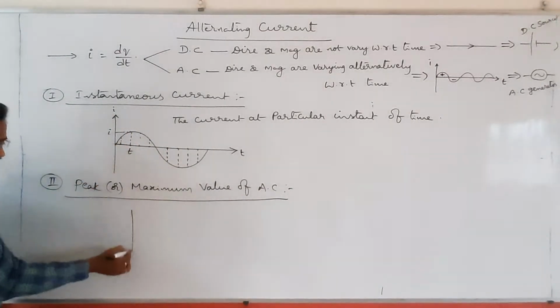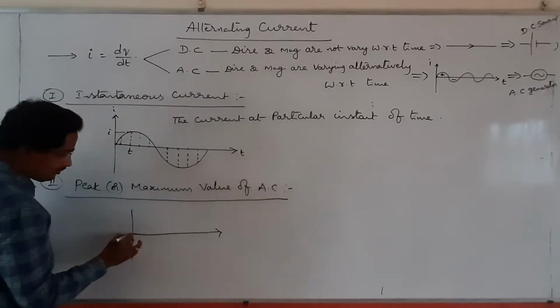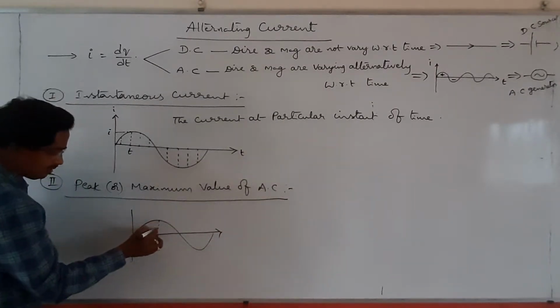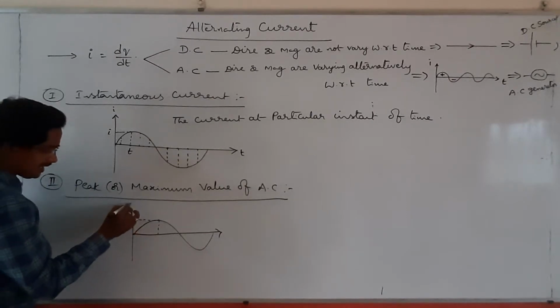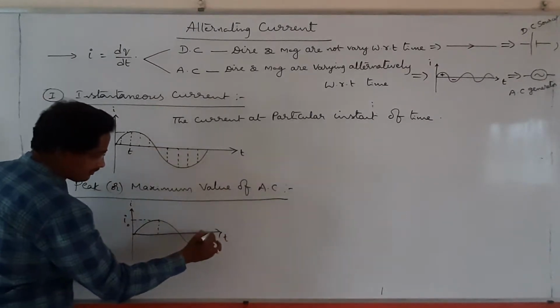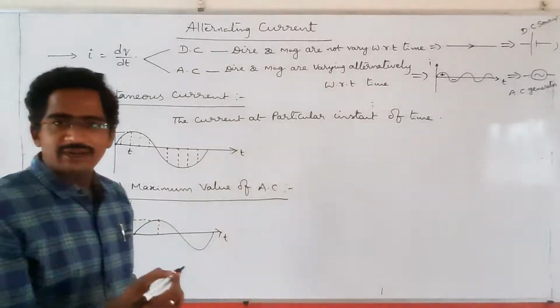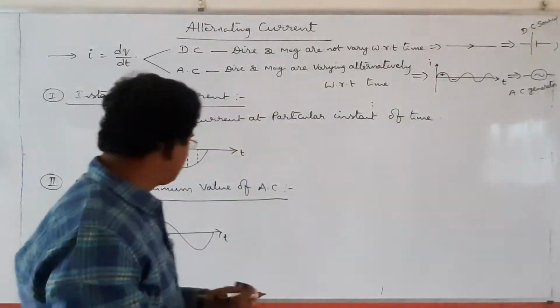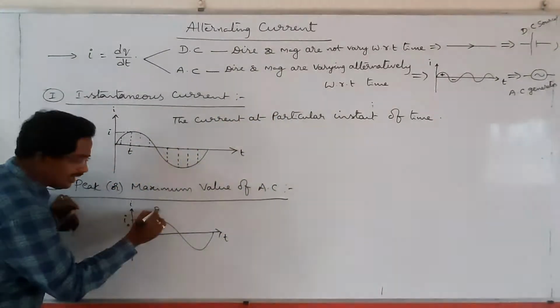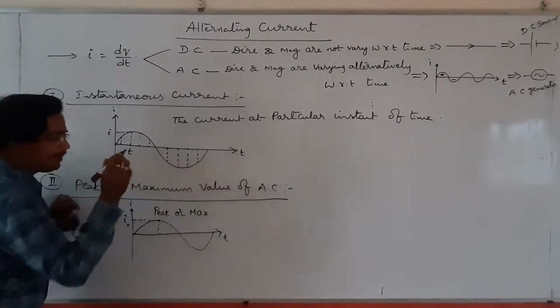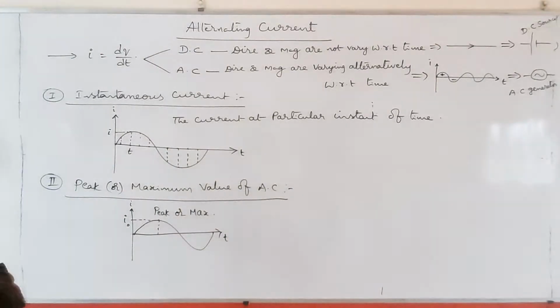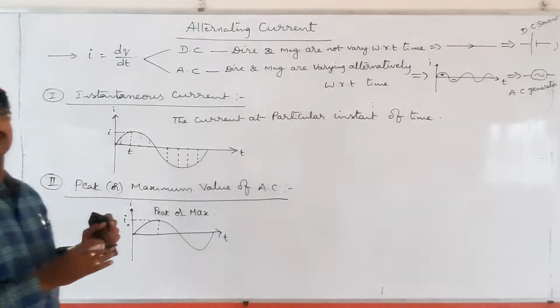Here, clearly, the maximum value of AC is this only. This is normally represented with I naught. This is the current time graph, or current time representation. In that, this I naught is called the peak value or maximum value. That is the second definition.